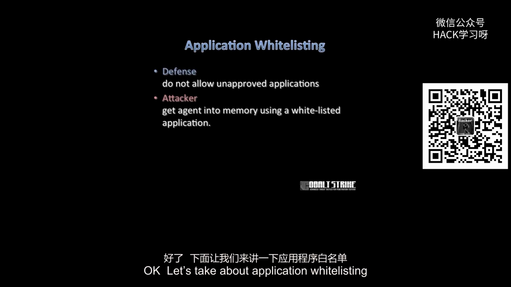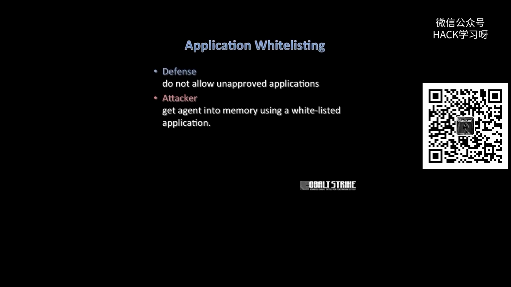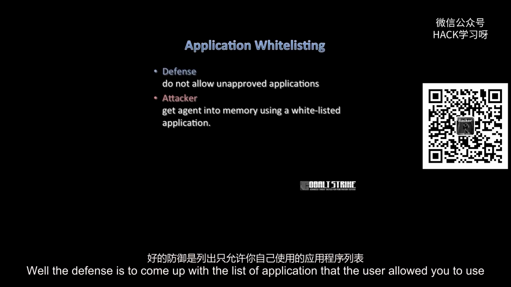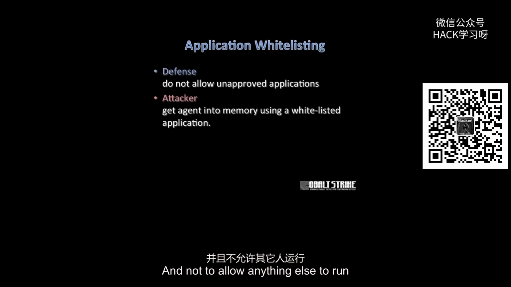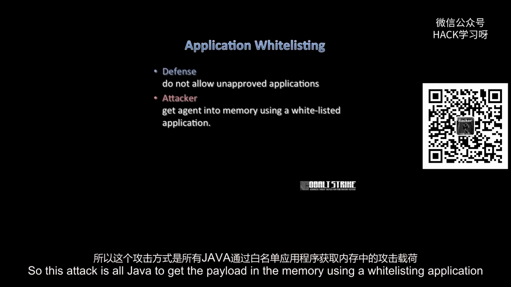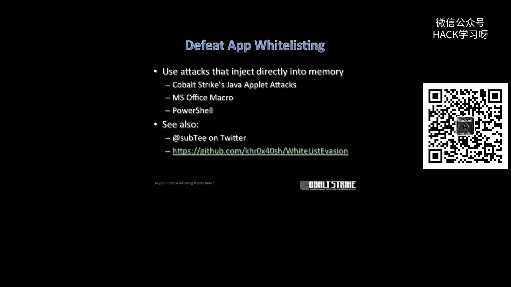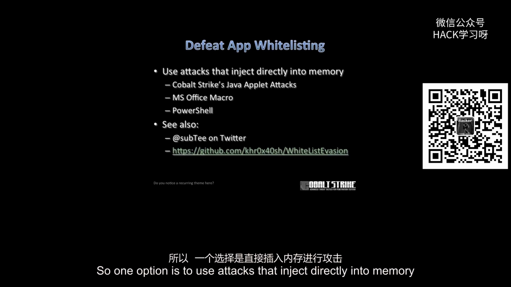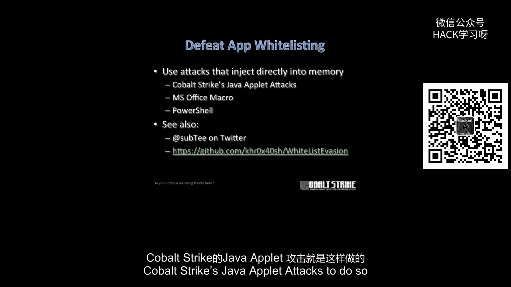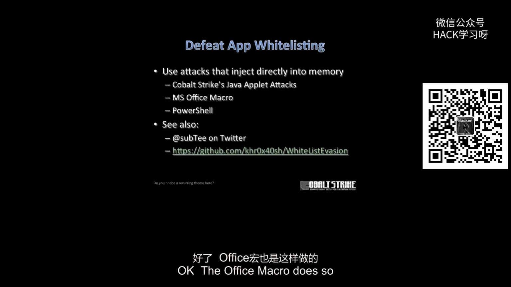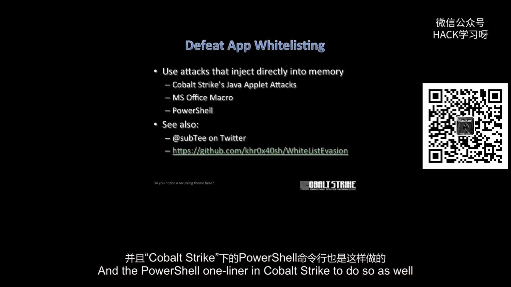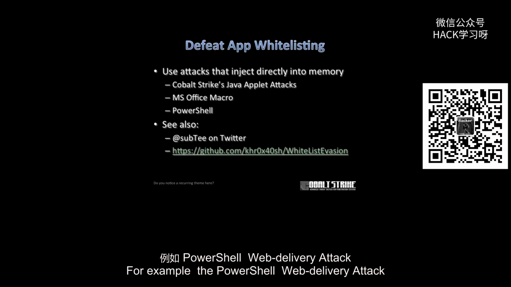Okay, let's talk about application whitelisting. What's the defense? Well, the defense is to come up with a list of the applications that the user is allowed to use and not allow anything else to run. So as the attacker, it's our job to get our payload into memory using a whitelisted application. So one option is to use attacks that can inject directly into memory. Cobalt Strike's Java applet attacks do so, okay? The Office macro does so, and the PowerShell one-liners in Cobalt Strike do so as well. For example, the PowerShell web delivery attack.